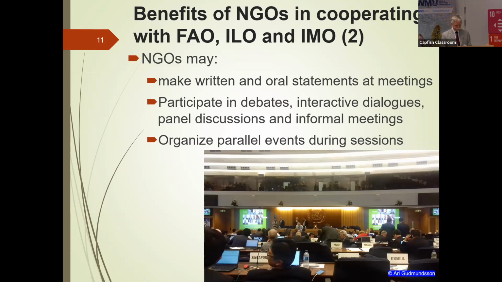So in summary, the NGO may attend official meetings, submit written statements prior to sessions, make oral statements, participate in debates, interactive dialogues, panel discussions, and informal meetings. The NGO may also meet official government delegations and other NGO representatives, and organize and attend parallel events and take part during the session.